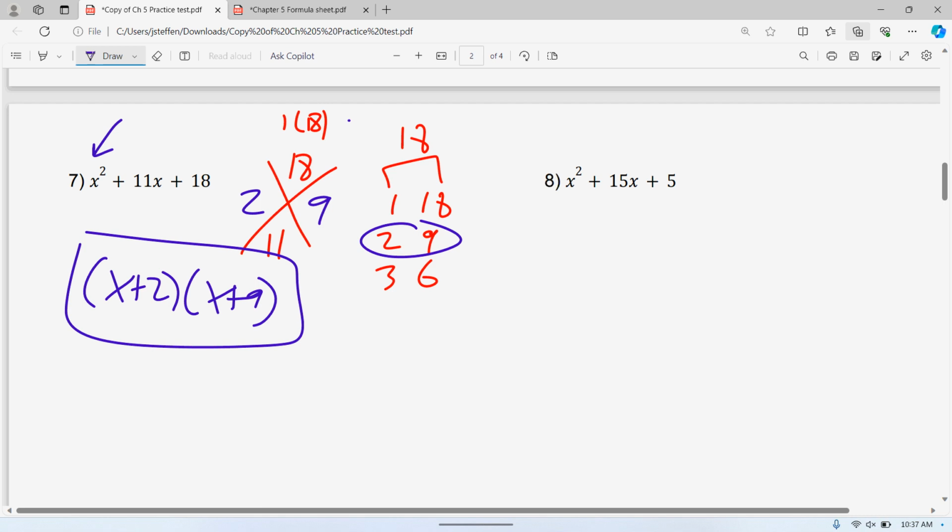Now, number 8's a good one, and I told some of you that I thought it was probably going to look like a difference of squares, but I think I did this one because more of you will catch this. Factors of 5 that add up to be 15? Well, the only factors of 5 are 1 and 5. That certainly does not add up to be 15, so this one cannot be factored, so it's prime.